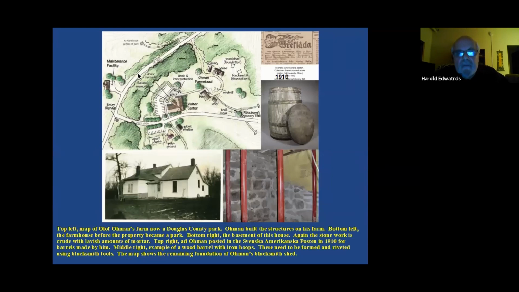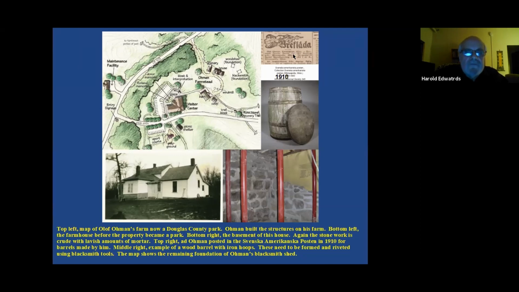This is a map of Oman's farm, and this is a photograph of the farmhouse before it was taken as a park. And this is a photograph of the basement of this farmhouse. Again, you see this crude stonework with lots of mortar.